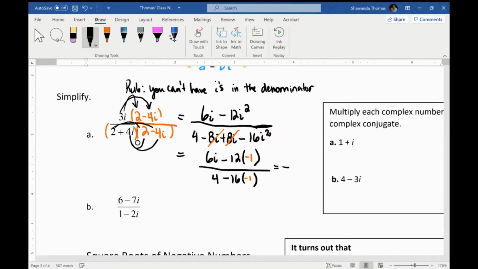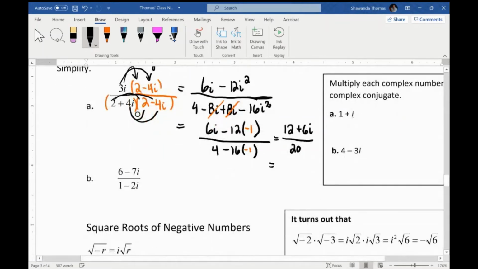I'm going to flip this 12 in the front. So in the numerator, we have 12 plus 6i over what number so far? 4 plus 16, which is 20. Since we want it in the a plus bi form, we're going to split it up. This is the same as 12 over 20 plus 6i over 20. So we want to separate our real part from our imaginary part.